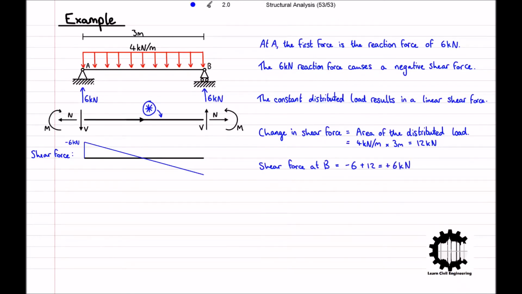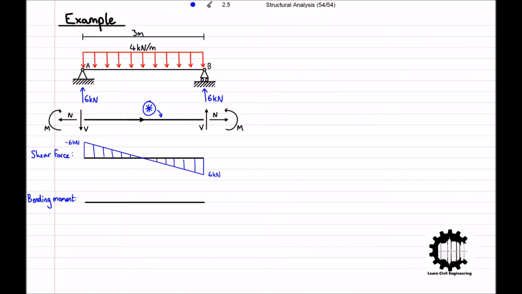So remembering the convention used for internal force diagrams, the shear force diagram looks like this, where the shear force increases linearly from -6 kilonewtons at point A to 0 kilonewtons at the centre of the bar and to +6 kilonewtons at point B.